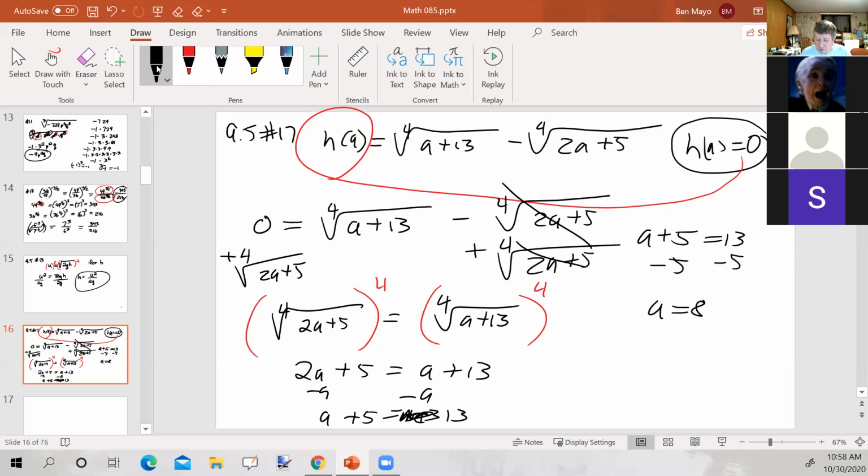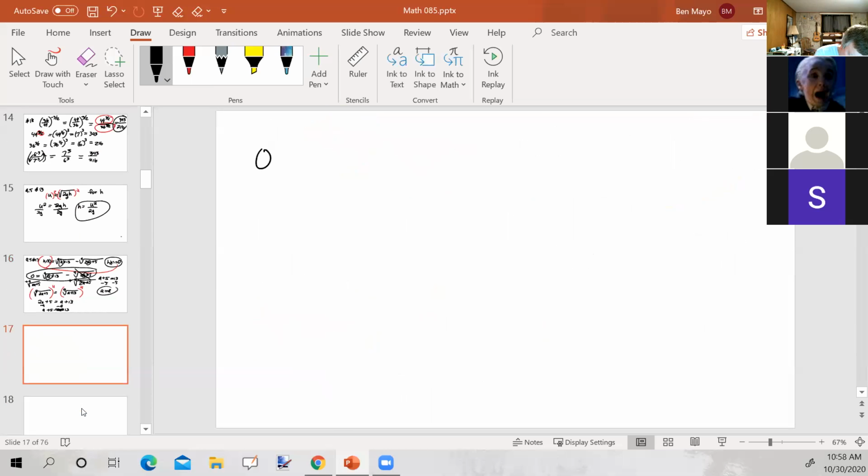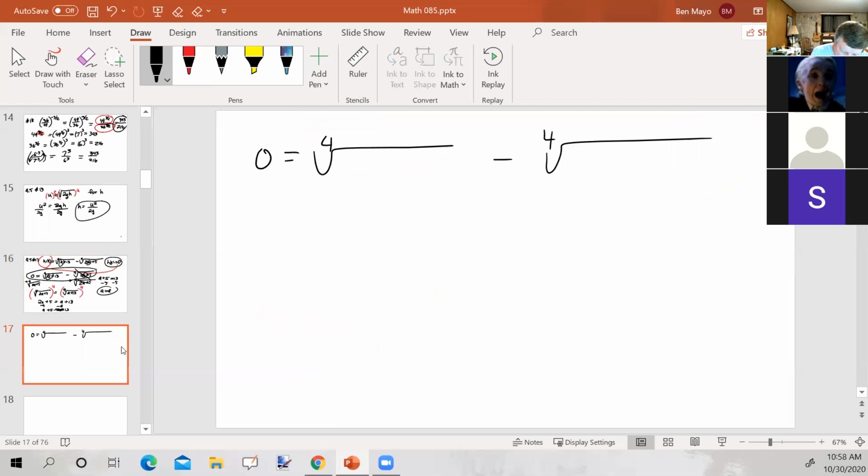Now, I'm going to determine, is it extraneous or not? Okay, does it work or not? So I'm going to put 8 back in here and in there. Actually, I'm going to put it in here and in there. So I'm going to recopy this on the next page. 0 equals the 4th root of something minus the 4th root of something. Let's see, we've got a plus 13, 2a plus 5.